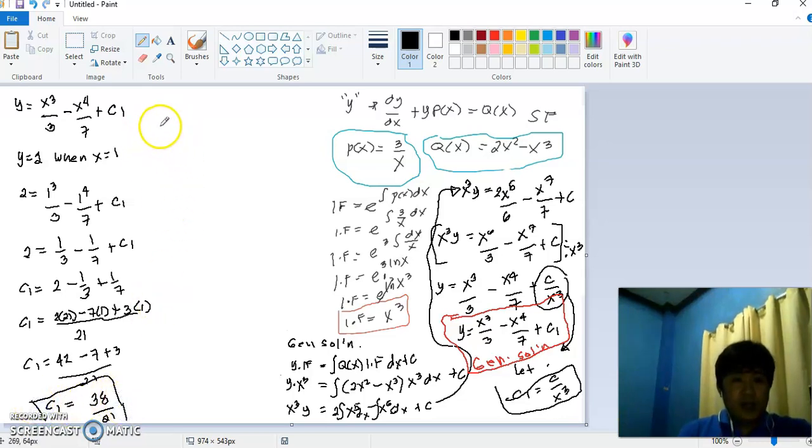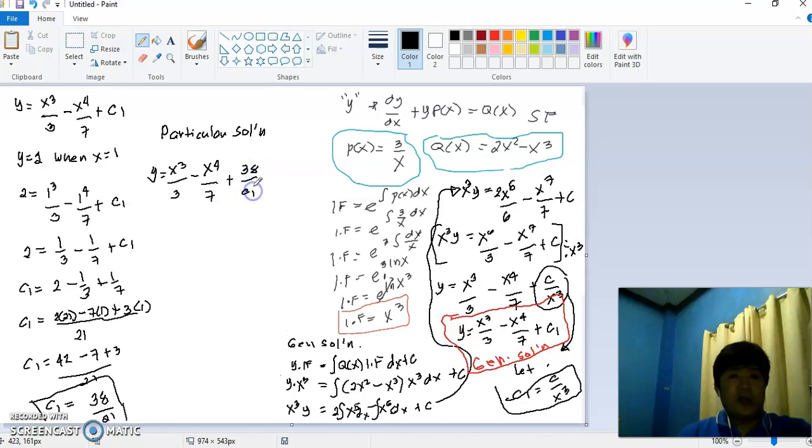So now our particular solution is y equivalent to x cubed over 3 minus x raised to the power 4 over 7 plus 38 over 21. Sorry, not c sub 1. Okay, so now this is our particular solution.